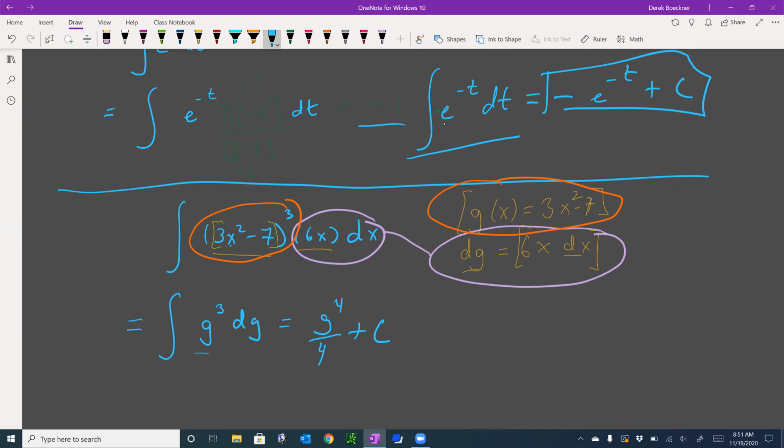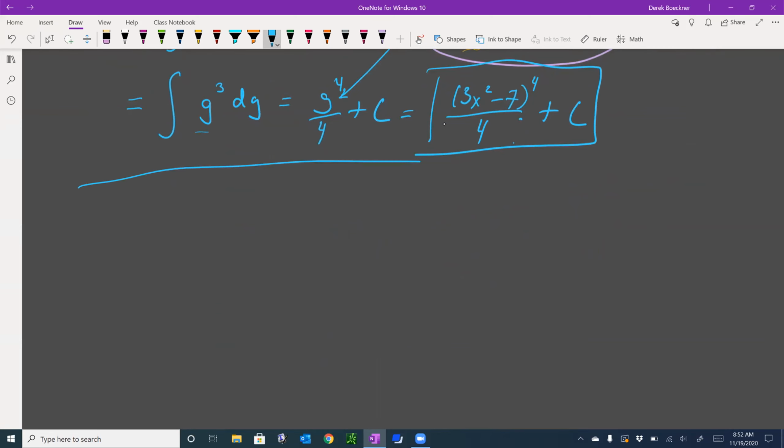But my original expression was in x's, so now I have to substitute back to get (3x squared minus 7) to the 4th over 4 plus a constant. And that's now my antiderivative. If I used the chain rule on this, the 4's would cancel, I'd multiply by a 6x at the end, and I would get this thing as the derivative. This substitution technique allows me to keep track of which part was the derivative of the inside bit and which part was the derivative of the outside bit.